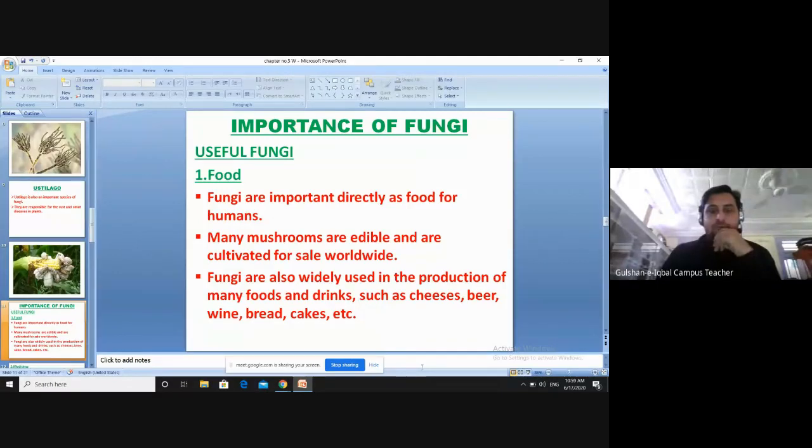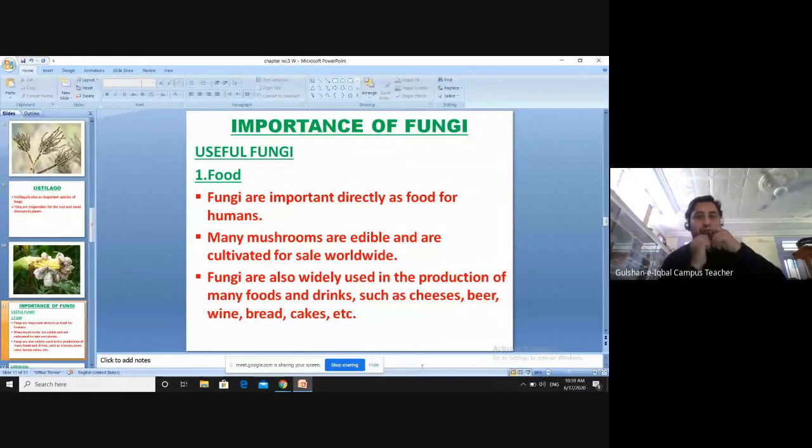Okay, now we have the most important topic. This is again the most important topic. I'm telling you people, the most important topic: importance of fungi. How is the fungus important to us? We are going to see the importance, the useful effects and the harmful effects of fungus. First of all, let's see the useful effects of fungus. Then we will move to the harmful effects.